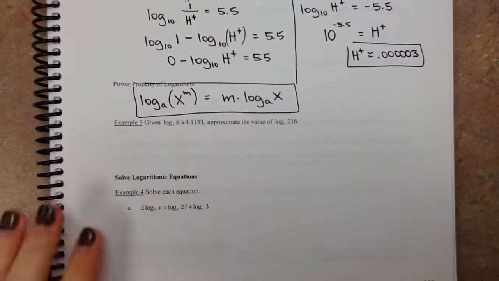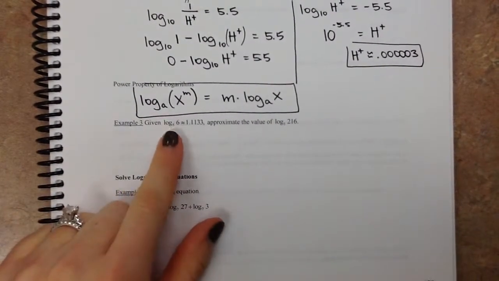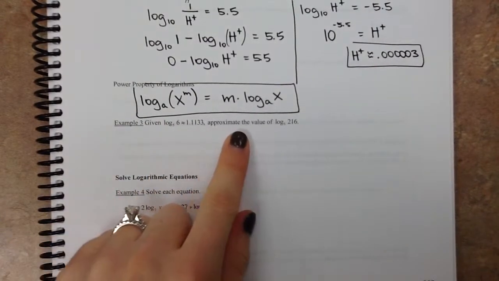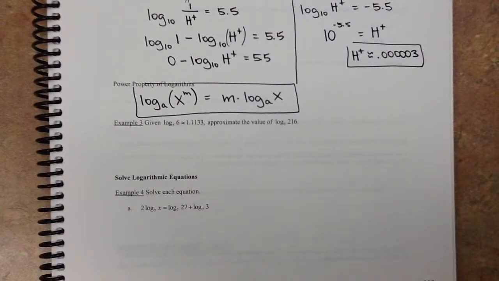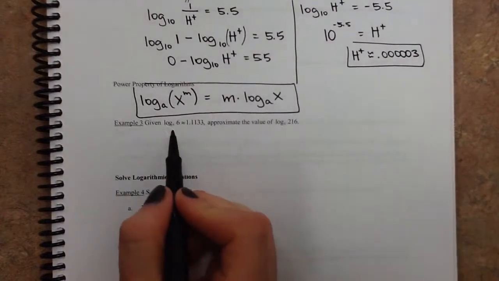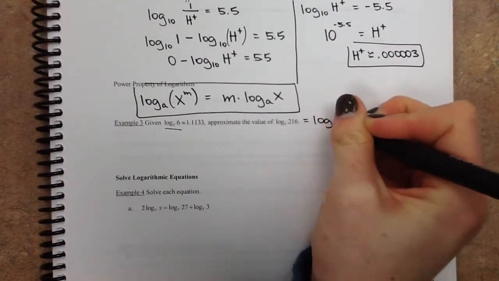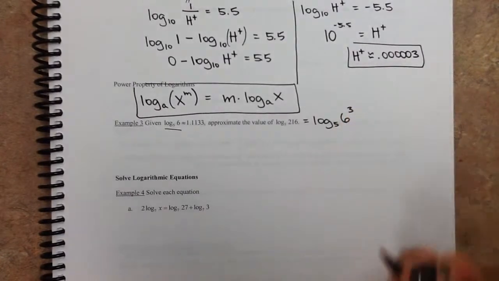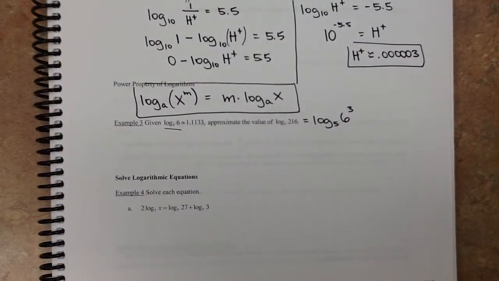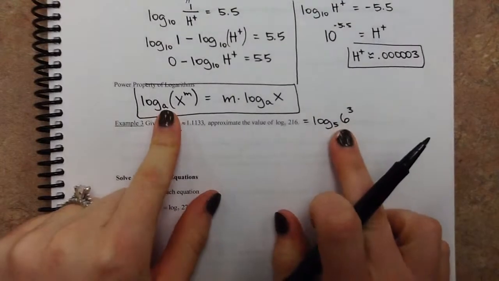Now, one more of these. This is just like example 1. Given log base 5 of 6 is this approximation, we want to approximate the value of log base 5 of 216. Since I'm trying to connect it back to this, I can write this as log base 5 of 6 to the third. Okay, so 216 we know is 6 cubed. So right now I'm in this form right here.